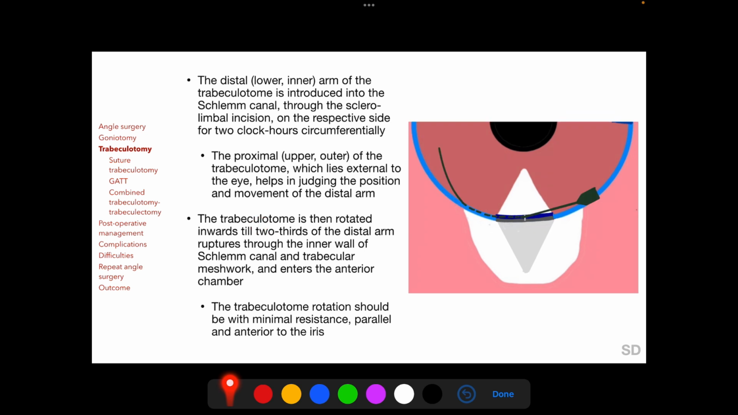The trabeculotome is then rotated inwards as shown here in this diagram till 2/3 of the distal arm of the trabeculotome ruptures through the inner wall of the Schlemm's canal and the trabecular meshwork and enters the anterior chamber. The trabeculotome rotation should be with minimal resistance, parallel and anterior to the iris.